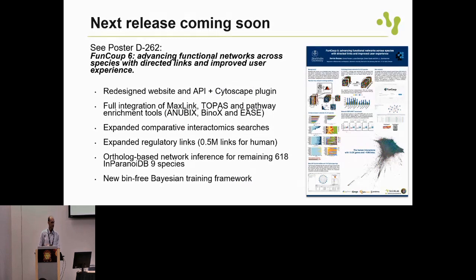The new additions there are that the whole website is improved. There's also a Cytoscape plugin and an API, and full integration of tools, some of which are not yet fully integrated, and also improvements in comparative interactomics and regulatory links. And actually, this contains 640 species networks, and it's all done with a new type of Bayesian, bin-free Bayesian training.